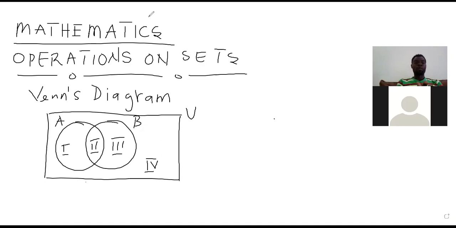Good. So if I have my Venn diagram with two intersecting sets A and B. Okay. Now, let me explain the meaning of the regions. We have region 1, region 2, region 3, region 4. Okay, good.